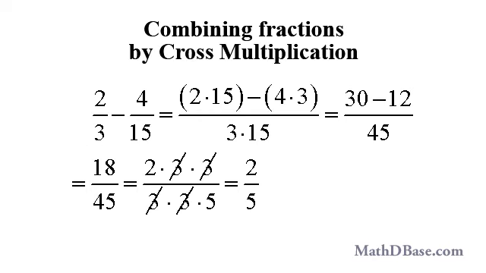A much simpler method of adding and subtracting fractions involves cross-multiplication. Multiply the numerators by the other fraction's denominators to get the numerator of the combined fraction. Then multiply the denominators of the two fractions to get the denominator of the combined fraction. This cross-multiplication method will always give the same result as the LCD method, but the answer will usually have to be reduced to lowest terms afterwards.